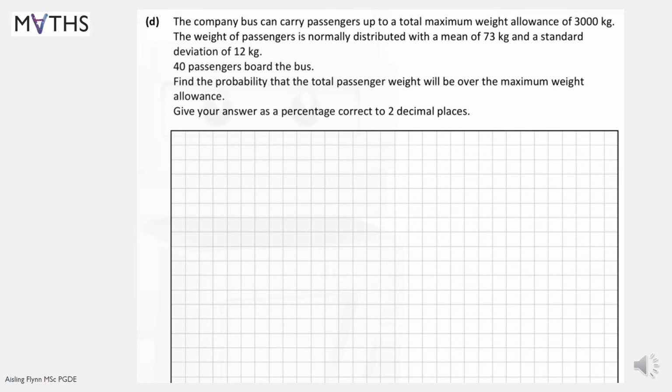Okay, so the way I approach this is, if the total is over 30,000 kg, the weight allowance is exceeded, then the average person of the 40 that got on the bus is more than 75 kg. So let's see what the average person weighs. To do that, we'll take 30,000 and divide it by 40 to find the average person. If we do that, we get 75 kgs. So on average the passengers can't be more than 75 kgs.